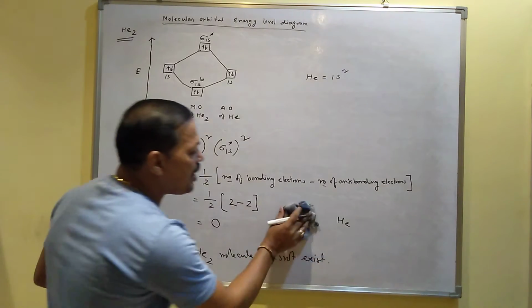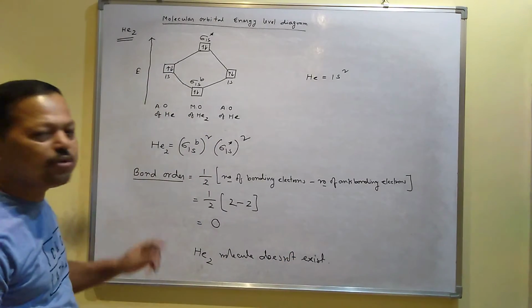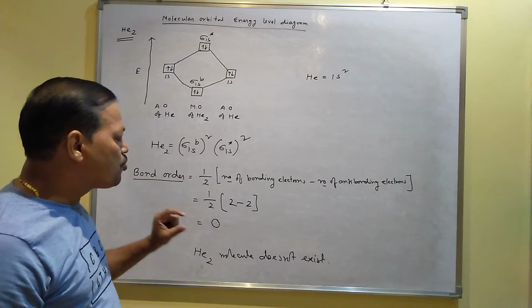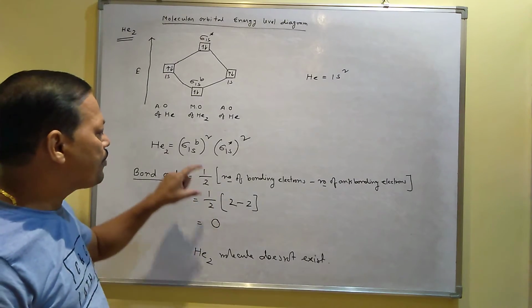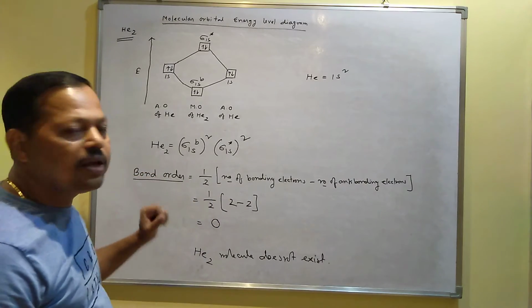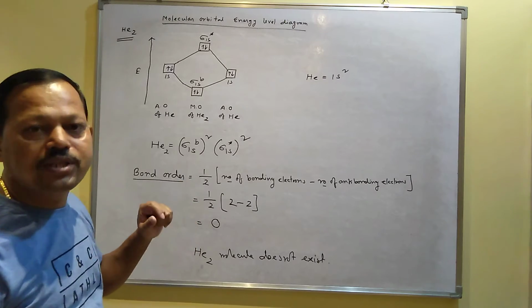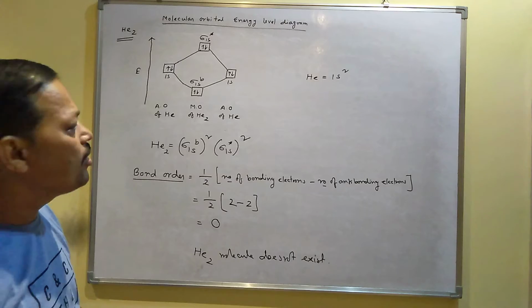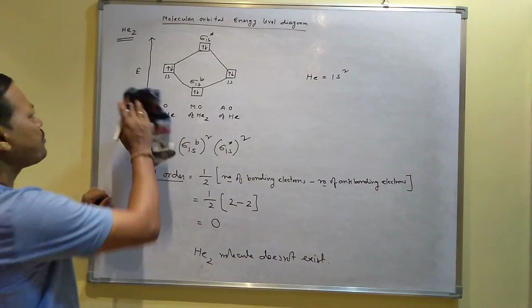So if the question asks why the helium molecule does not exist, you know helium is a noble gas, it cannot form a molecule. But if the question asks why the helium molecule does not exist, then you have to show it this way. Because in the helium molecule the bond order is found to be 0. That means there is no bond between the helium atoms, and that's why the molecule does not exist.